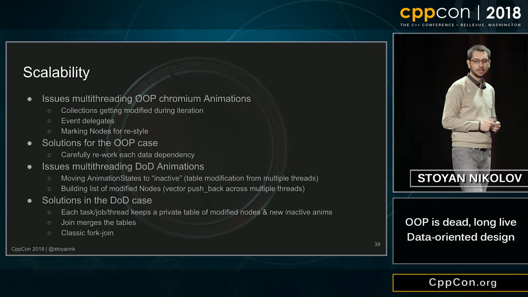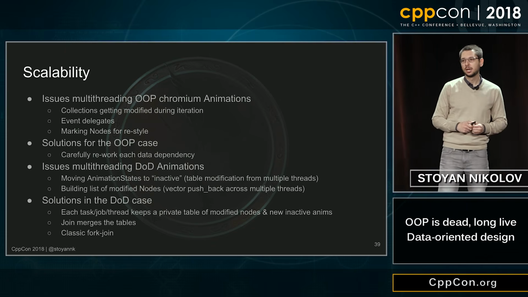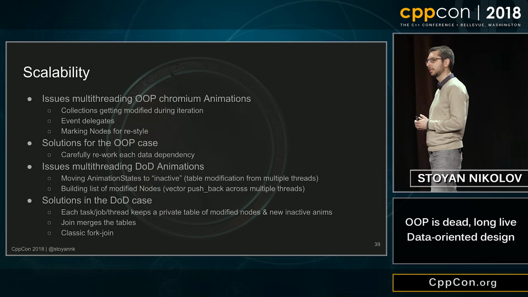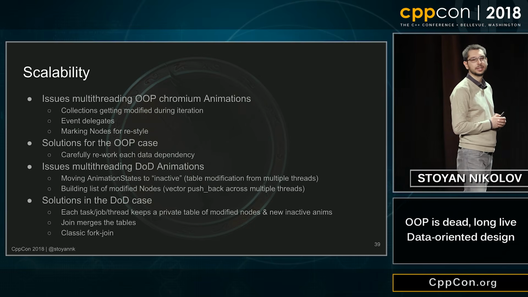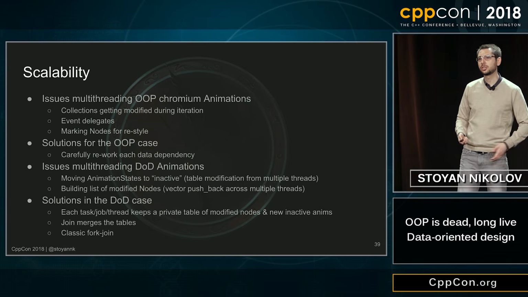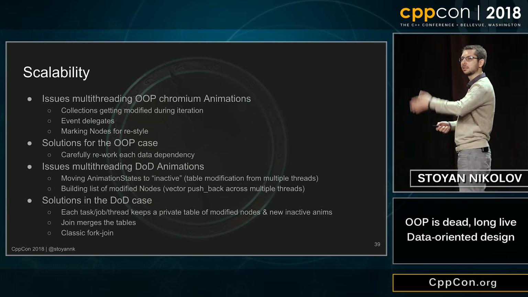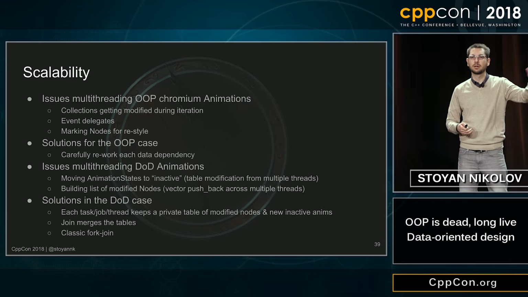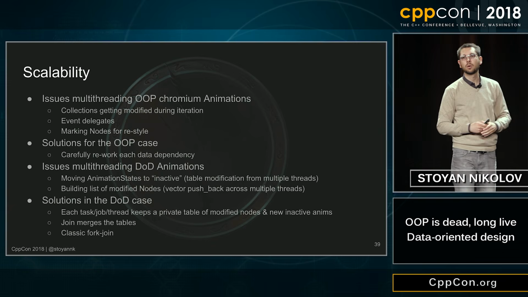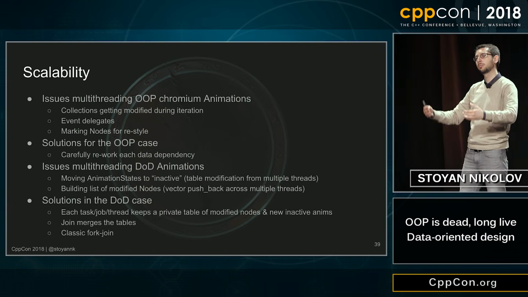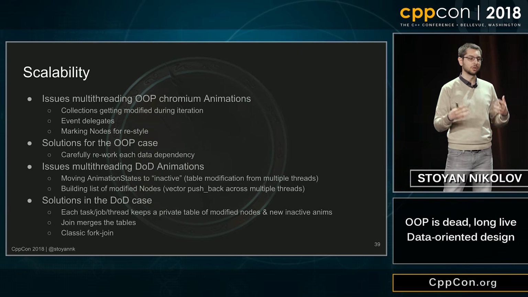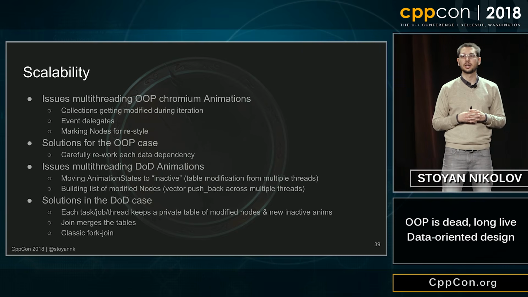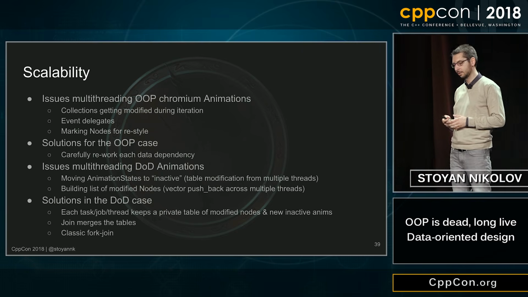With data-oriented design, things look simpler. Our animation states are completely independent of each other. We duplicated some data to achieve that. So what we can do is just, let's cut our vectors in half. Half goes here, half goes on the other core. Every one of them outputs its data. And in the end, in a classic fork and join fashion, we can merge that data together and leave it to the next system.